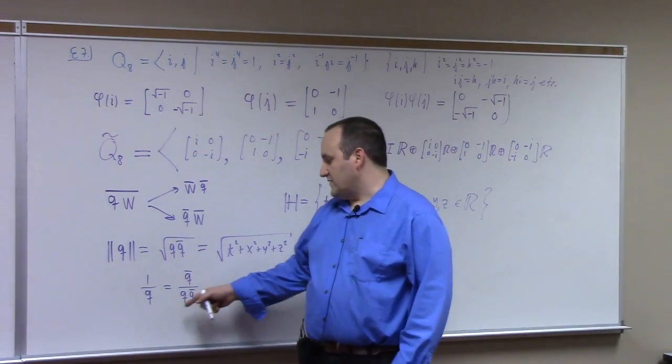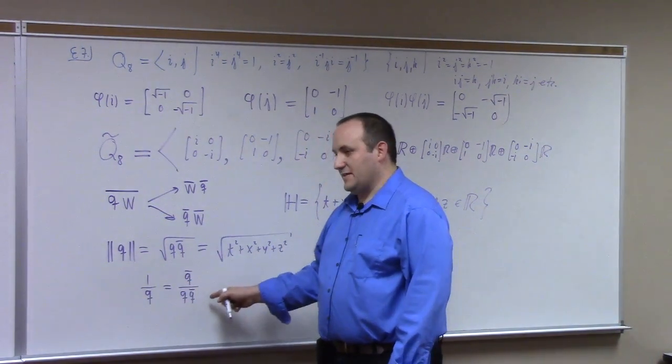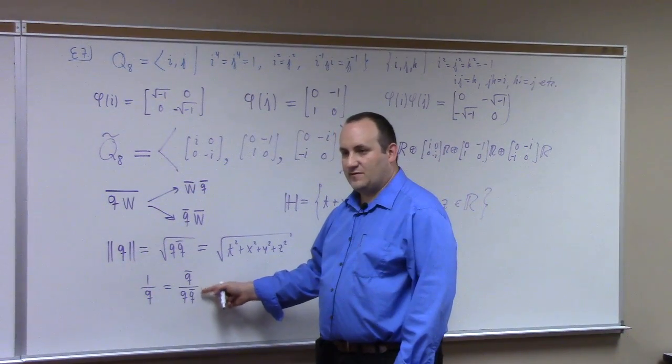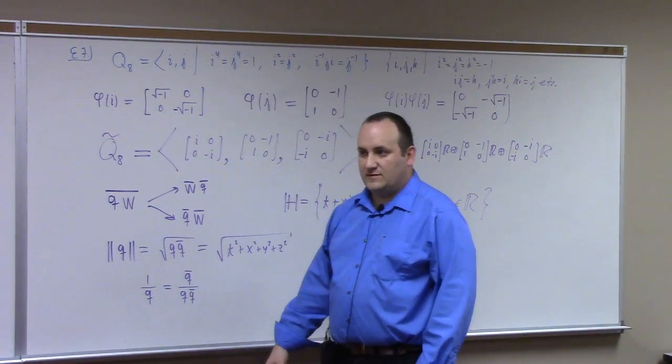So if Q has unit length, then the length of 1 over Q is the length of Q bar divided by the length of Q squared, which is 1 over 1, which is 1. So it's closed under inverse.